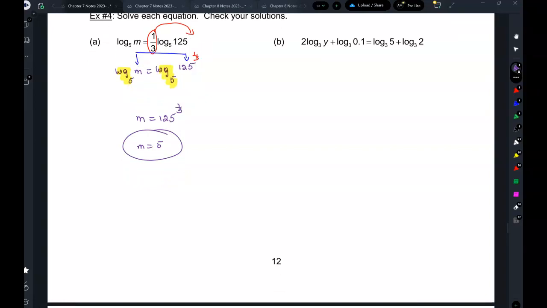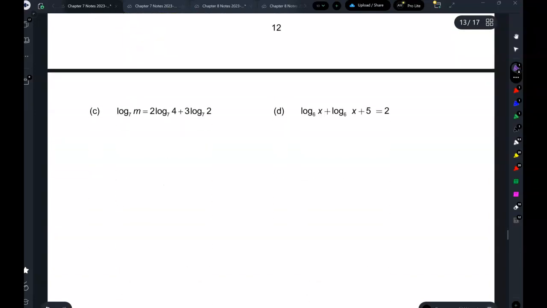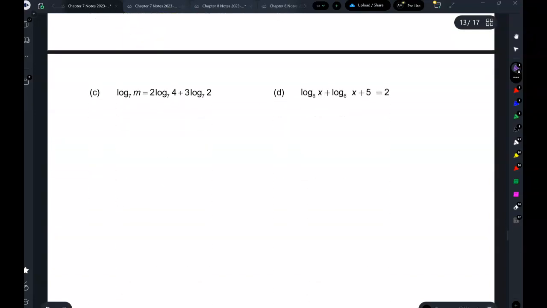Okay. All right, I'm actually going to skip that one problem for now, and I'm going to go down to this page. Okay, there's all sorts of stuff happening in C here.